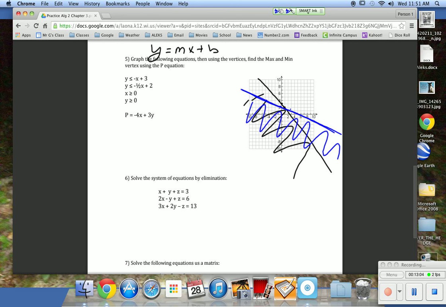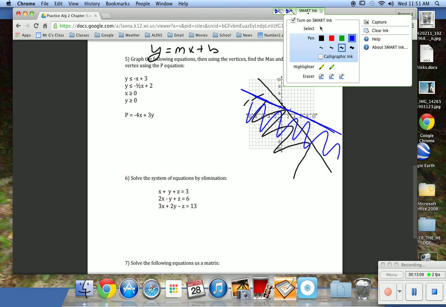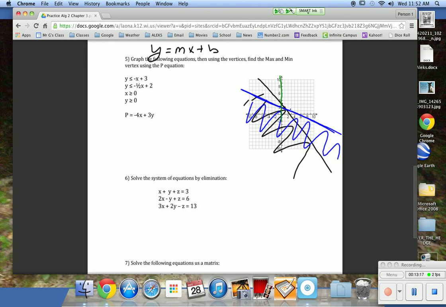Depends on which one you want to put the negative on. All right, let's do the last two in green. So x is greater than 0, that means that it's on the y-axis. And y is greater than 0, that means it's on the x-axis.